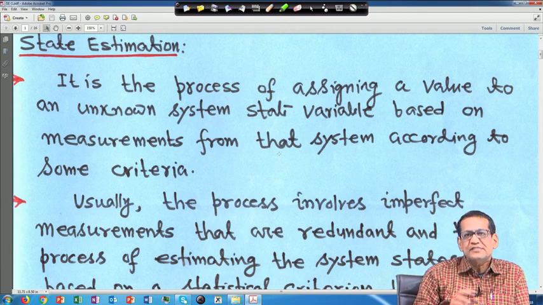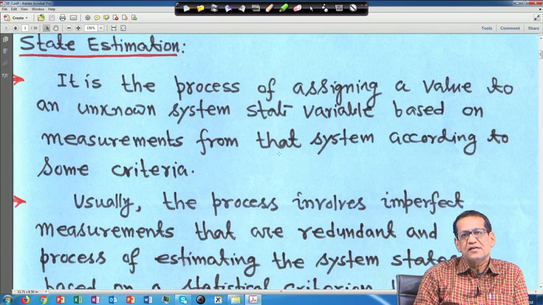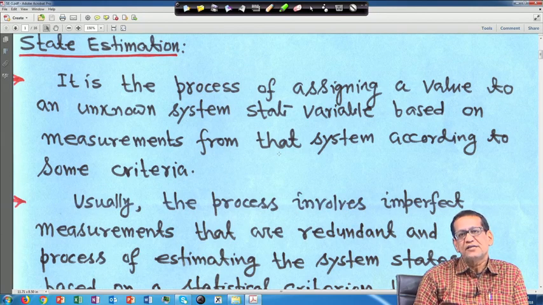That means you are measuring the value, but those measured values have error. It is not a correct one, but using that measured data, we will try to estimate a value which will be as close as possible to the correct value. So this is the idea of state estimation.